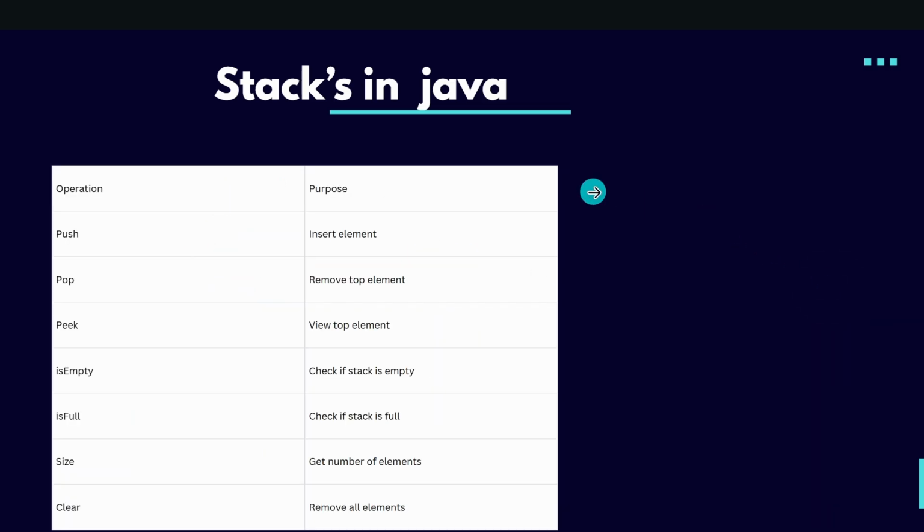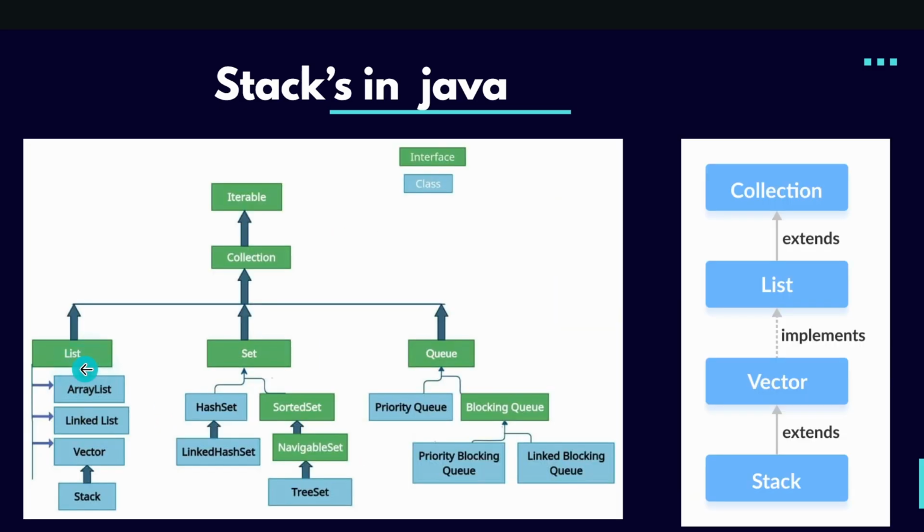What operations can be performed on the stack? We have push, pop, peek, isEmpty, isFull, size, clear. These are the operations that we can perform on the stack. I hope you know these three things that I have already explained before: push means insert element, pop means remove, peek means to view the top. isEmpty and isFull mean we have to check the stack, so let's see that also.